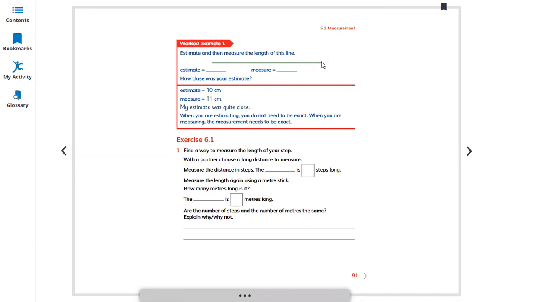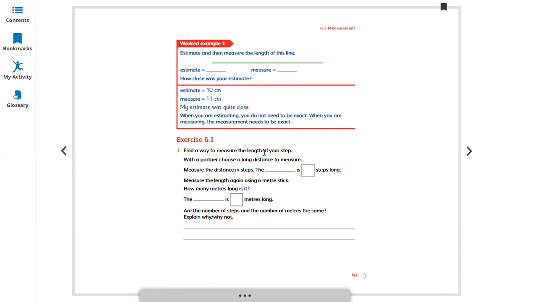Let's say we are estimating this is 9 or 10 centimeter. So we can write here 10, and when we are measuring with a ruler or scale, it's 11 centimeter accurately. My estimate was quite close. When you are estimating, you do not need to be exact. Maybe you will say this is 12, maybe 9, because you are estimating, but it's near the real value. When you are measuring, the measurement needs to be exact. Because when we are estimating, we are not using a ruler or scale, but when we are measuring accurately, then we know the exact answer.